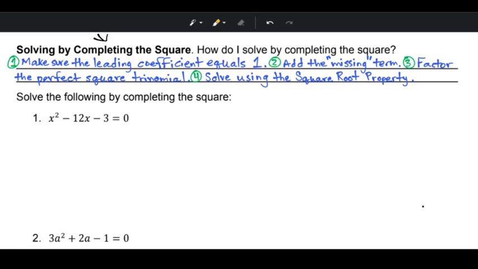Number one, make sure that the leading coefficient equals 1. Number two, add the missing term, and we'll find that. Number three, factor the perfect square trinomial. And then number four, solve using the square root property. In the previous video, we walked through solving using the square root property, and we're going to use that here as well, eventually in each of these questions.